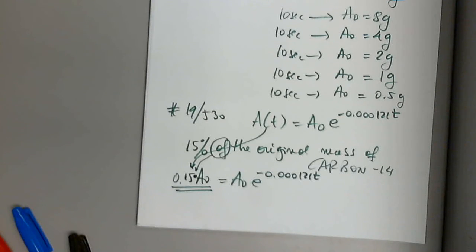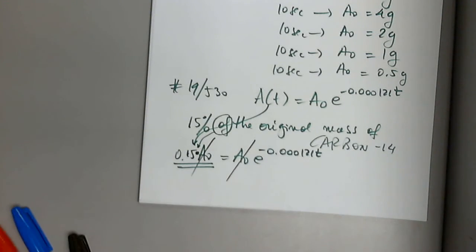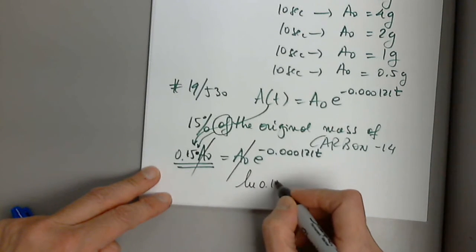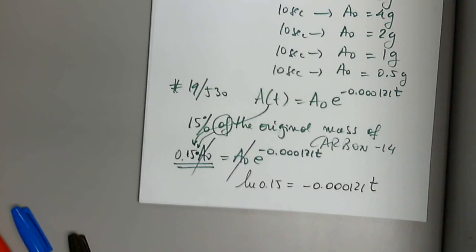So, what do I have to do next? Not yet. You can get rid of the original. We simplify both sides. We don't even care about it. And then indeed, natural log 0.15 equals negative 0.000121t. So one more time, just to make it clear. From this step to this step, I am applying log to both sides. Is that clear? Yes?